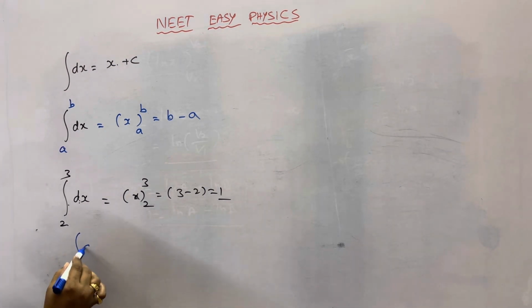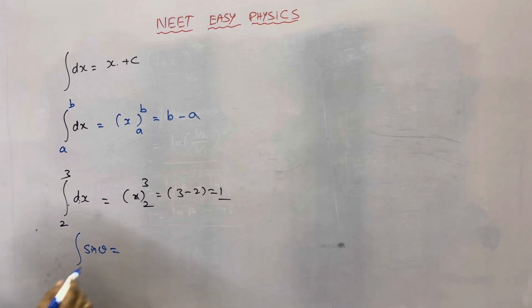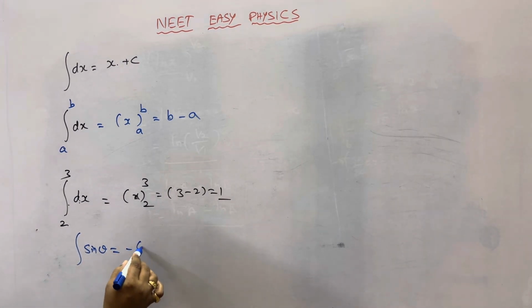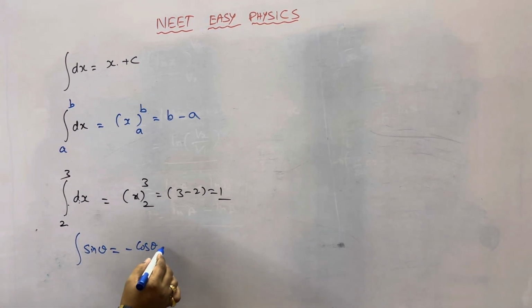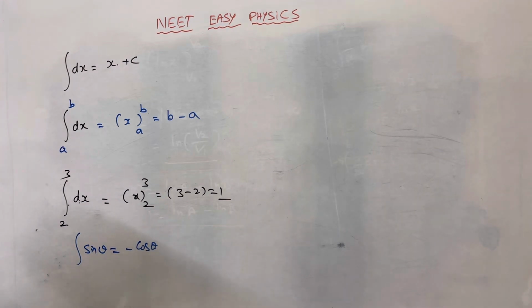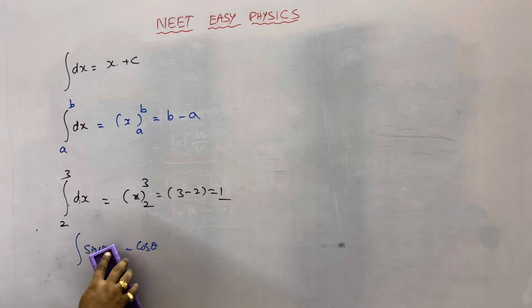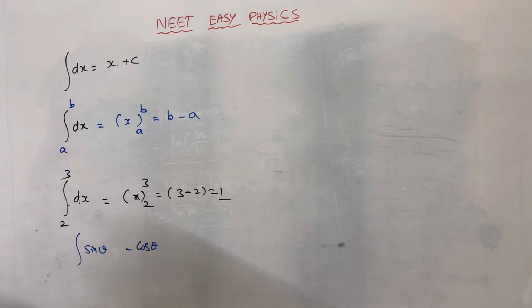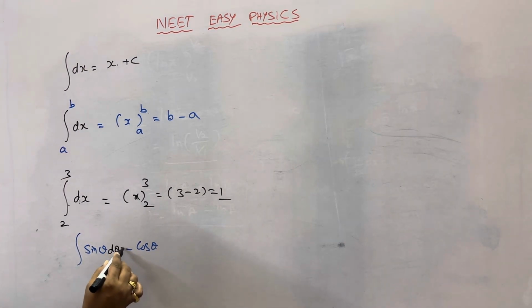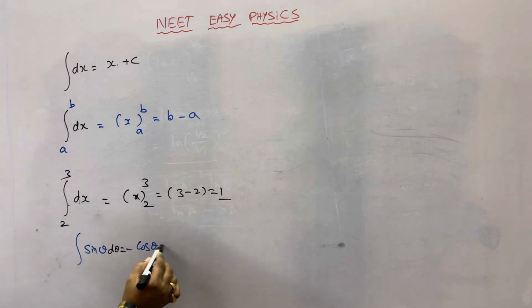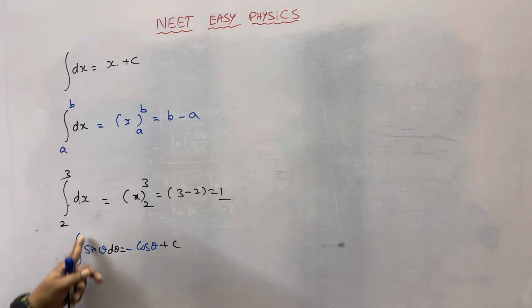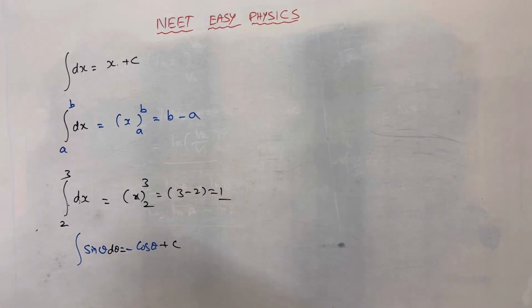Next, I told you yesterday, integral sine theta is minus cos theta. So integral sine theta d theta they will give, sine theta d theta is minus cos theta. Whenever limits are not there, we will write plus c in mathematics.